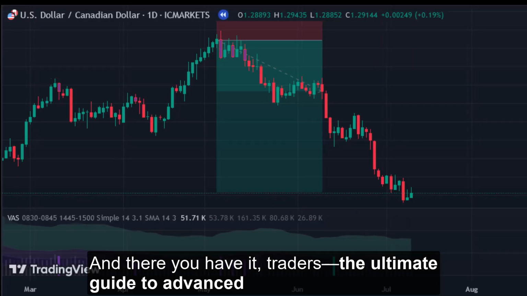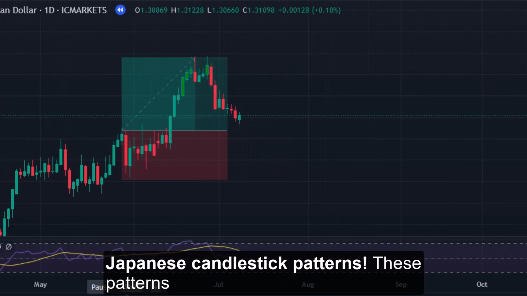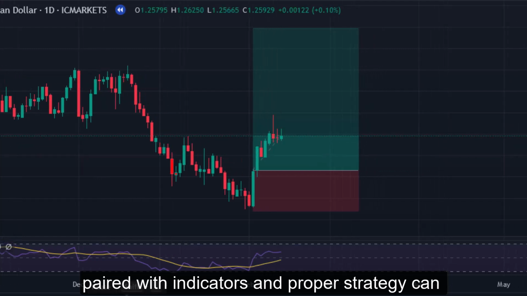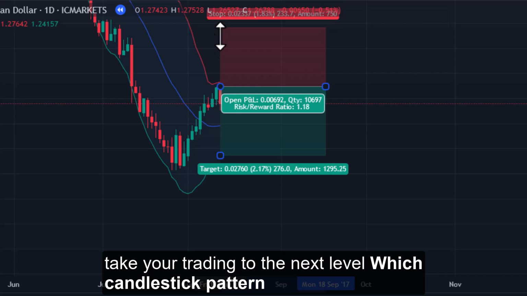And here you have it, traders, the ultimate guide to advanced Japanese candlestick patterns. These patterns, paired with indicators and proper strategy, can take your trading to the next level.